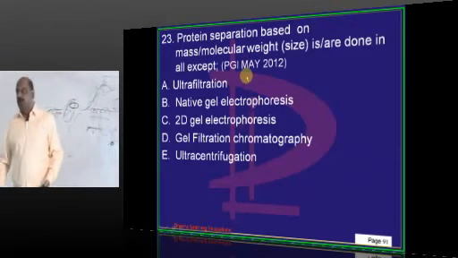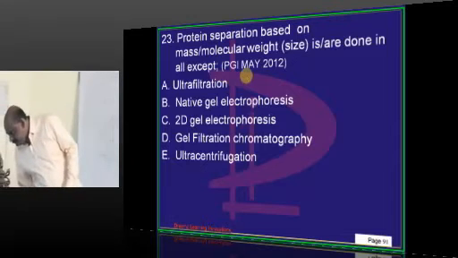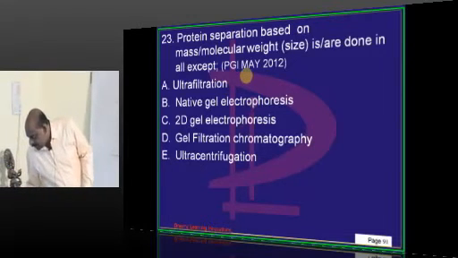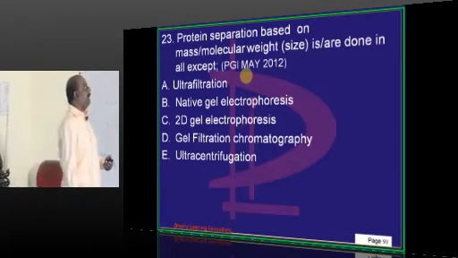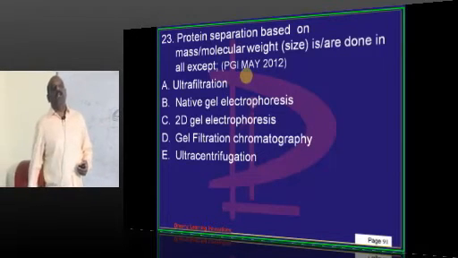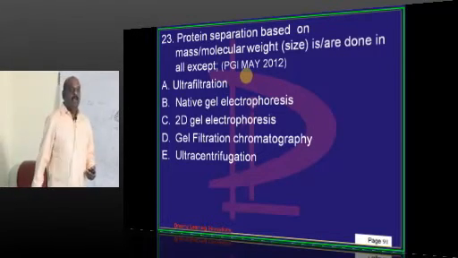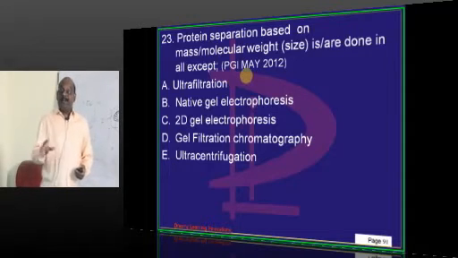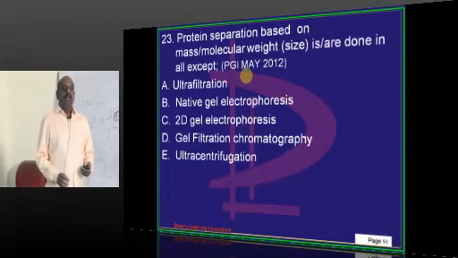Now doctor, protein separation, which year paper? 2012 May paper we are with. Where does protein separation based on molecular weight happen? Where does protein separation based on electrical charges happen?